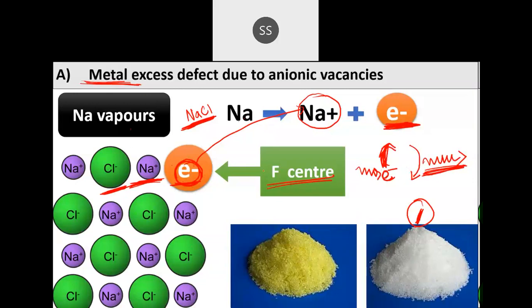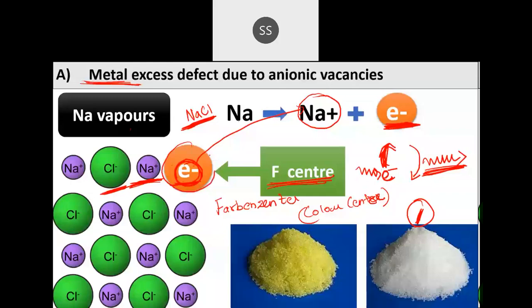So it is called F center. F center is actually a German word. The full form of F is Farben-Center. Farben-Center means color center. So it is named F center. If they ask you what F center is, it is where the anionic site, which initially had a chlorine, has now been occupied by an unpaired electron. One electron has come and sat over here. So this center itself is called F center.